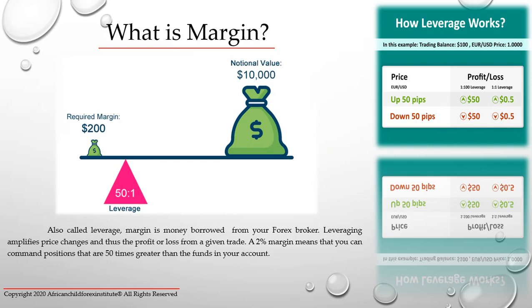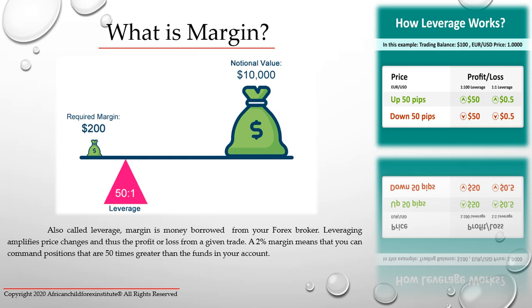All right, margin. I want to talk about margin. It's a little bit different from leverage, but almost the same thing. If you have a 2% margin, it means you can command positions 50 times greater than the funds in your account, just like we said about leverage. So the margin is about 50 to 1, meaning you can command 50 times your position. If the required margin is 2%, you have about $200, and what you want to trade is about $10,000. You need a huge amount of leverage, right? It's more like you're borrowing money from your broker.